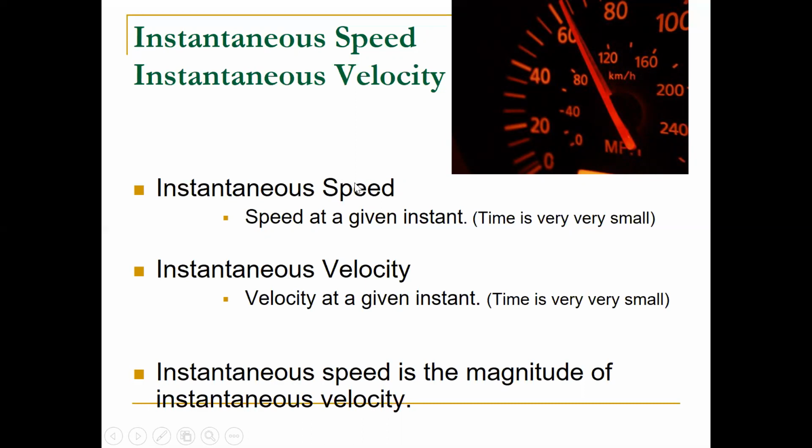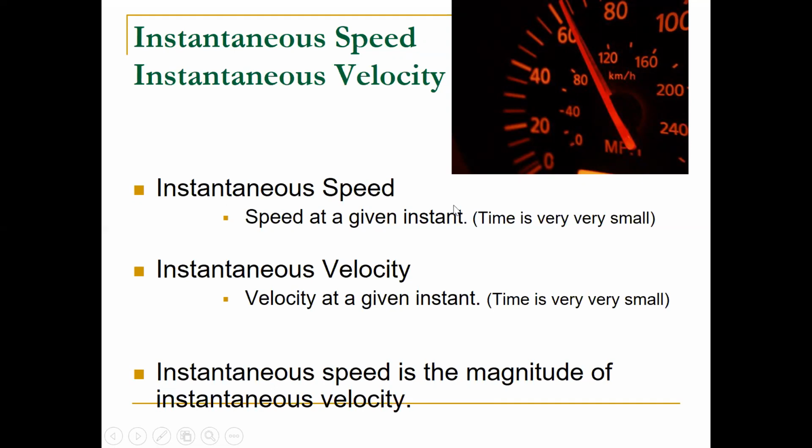So instantaneous speed is a speed at a given instant. The time is very, very small. Technically, you can make the time interval infinitesimally small, which means infinitely small. And that's an instant. It is the speed that would read out on your speedometer. Your speedometer gives you instant speed.